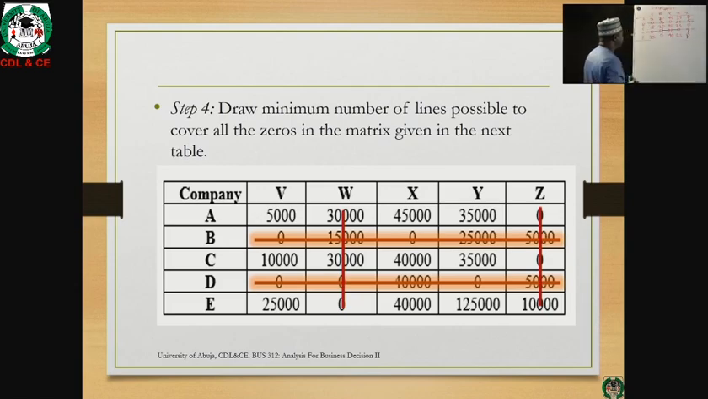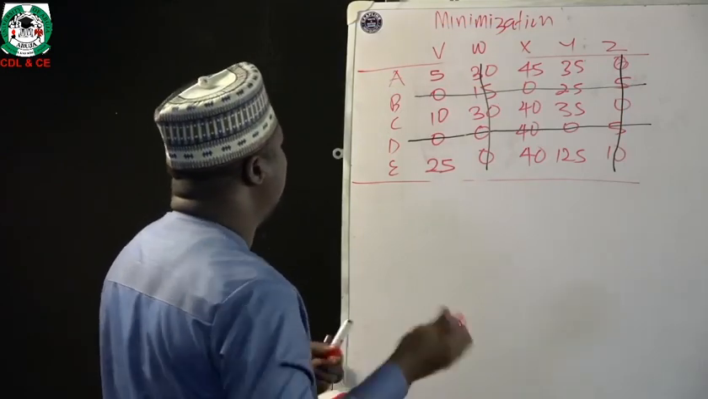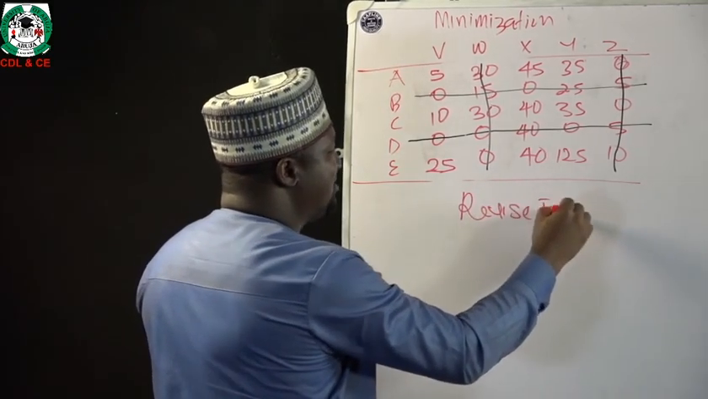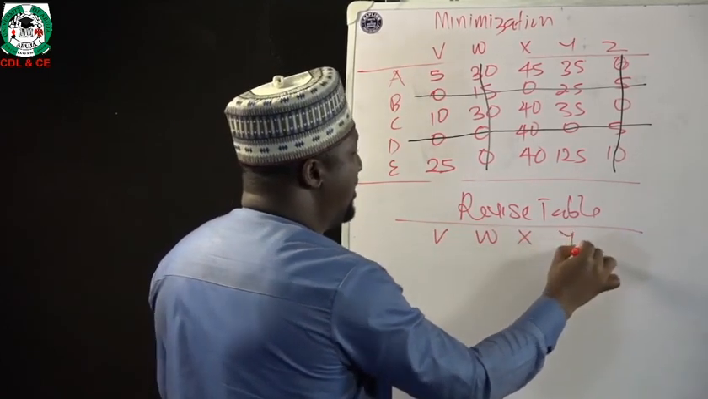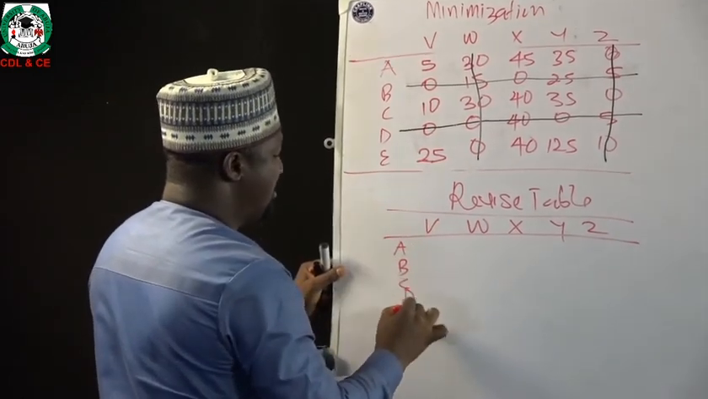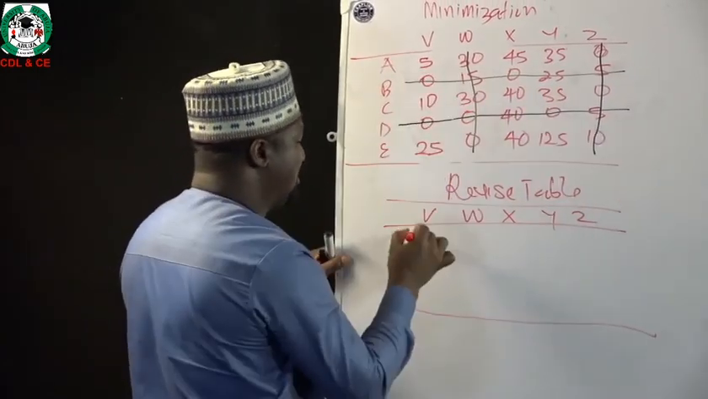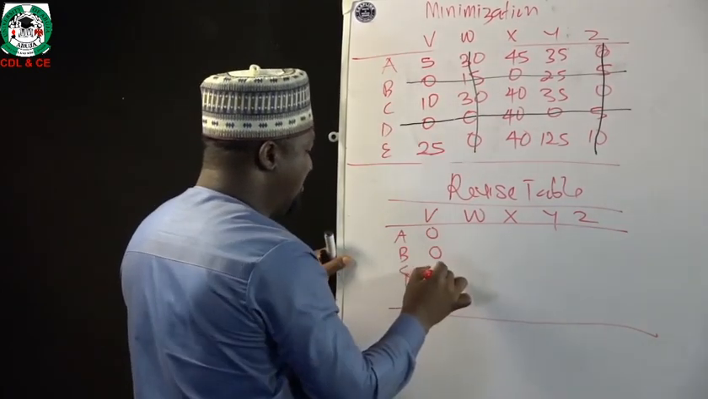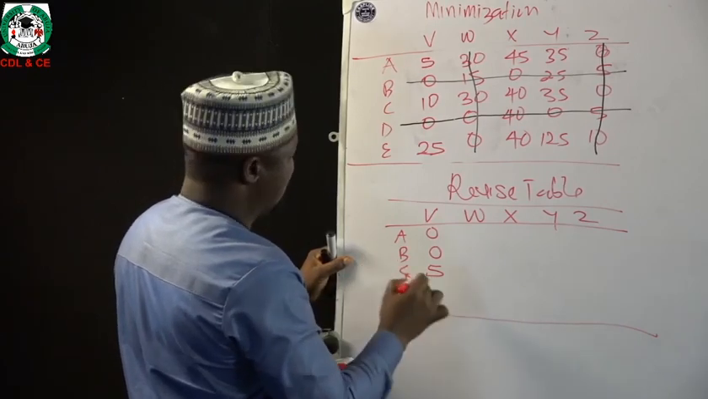For instance, this is 5, which is the smallest of the entire table. Bear with me, this is the revised table. We have V, W, X, Y, and Z. The smallest number not covered by the straight line is 5. We subtract 5 from all these numbers not covered by the straight line. 5 minus 5, 0. 0 is covered by the straight line. If you remove 5, 5. Are we together, class? 0 is covered.